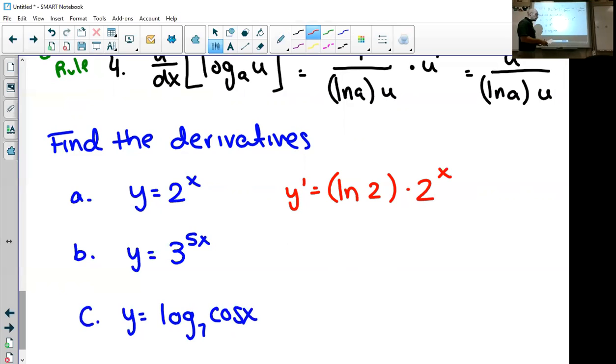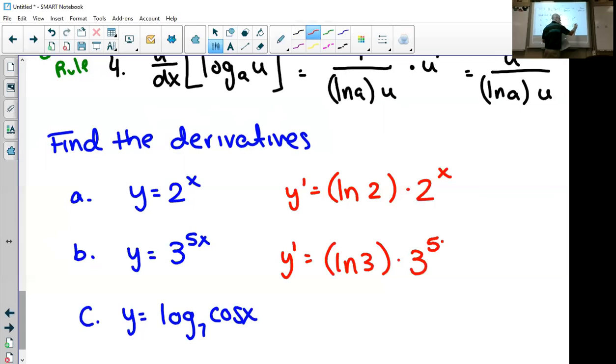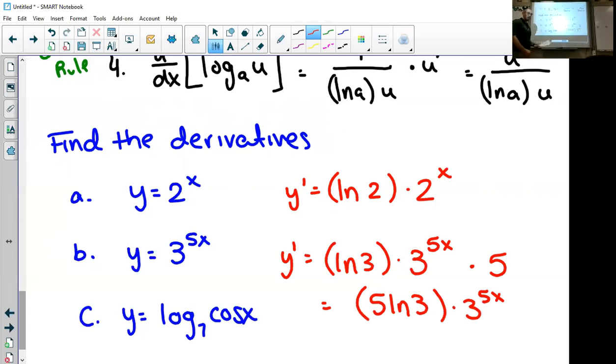Now on the second one we're going to do a little extra work. y prime on this one, same idea. Our a is 3, so we're going to do natural log of 3 times 3 to the 5x, but then times, now we've got to do the d stuff. What is the derivative of 5x? It is 5. And really the 5 and the natural log of 3 can get put together. 5 natural log of 3 times 3 to the 5x. And so that would be our final derivative of b here.